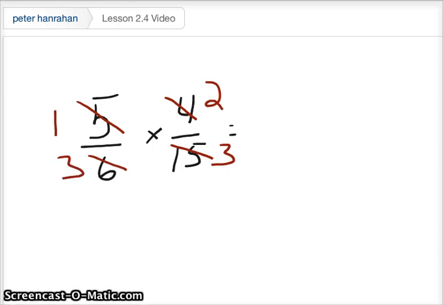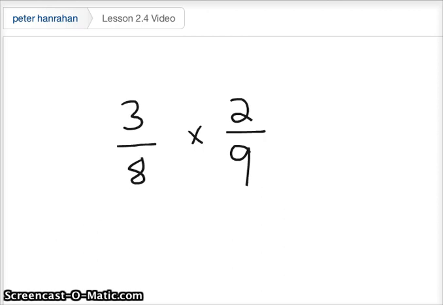Now I can do the numerator times the numerator. 1 times 2 is 2. Denominator times denominator. 3 times 3 is 9. Okay, so when you're reducing fractions, you can use any numerator with any denominator.